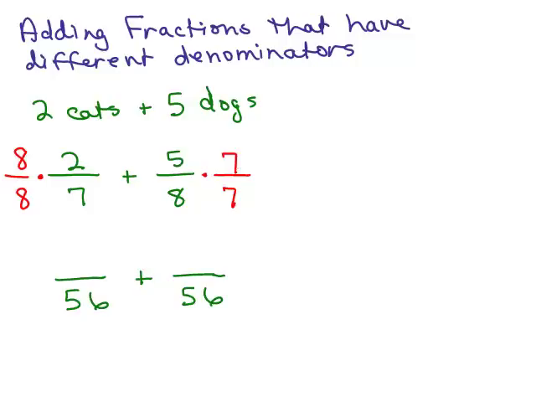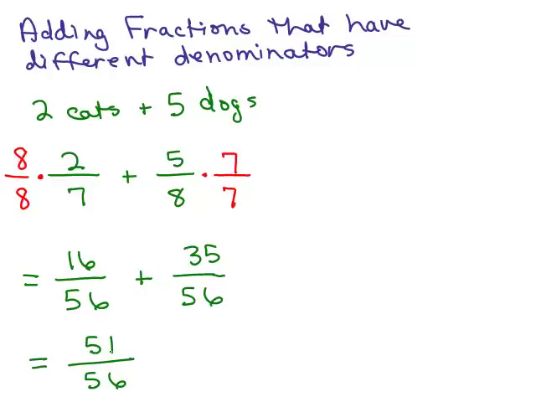So I need to rewrite 2 sevenths as 16/56 because that's what 8 times 2 is. So 16/56 is an equivalent fraction to 2 sevenths. And 5 eighths is an equivalent fraction to 35/56. I got that by doing the 5 times 7 in the numerator. Now I've got a common denominator. So, thank goodness, I can add fractions now. 56 is the denominator, so you just write the denominator, and 16 plus 35 is 51.